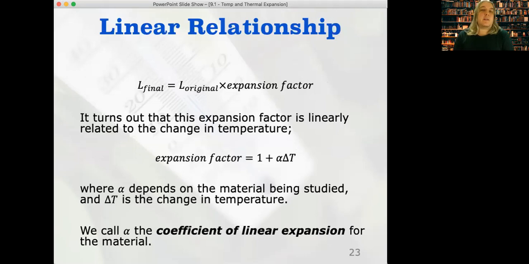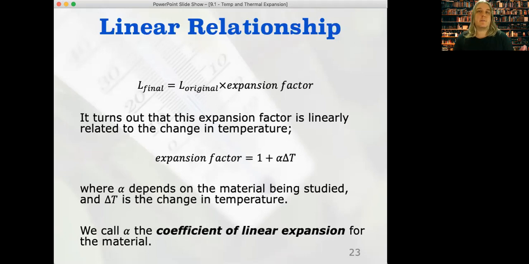It turns out that this is actually linear. It's linear because every atom in that object is getting the kinetic energy, and they're all going to try and expand a little bit. And so if every single one of the atoms just expands one little bit, then the overall object expands however many atoms there are, little bits, right? So it ends up being a linear relationship. And we have what we call an expansion factor, or a coefficient of linear expansion. We use the symbol alpha, Greek letter alpha, to represent that. And that's all there is to it.